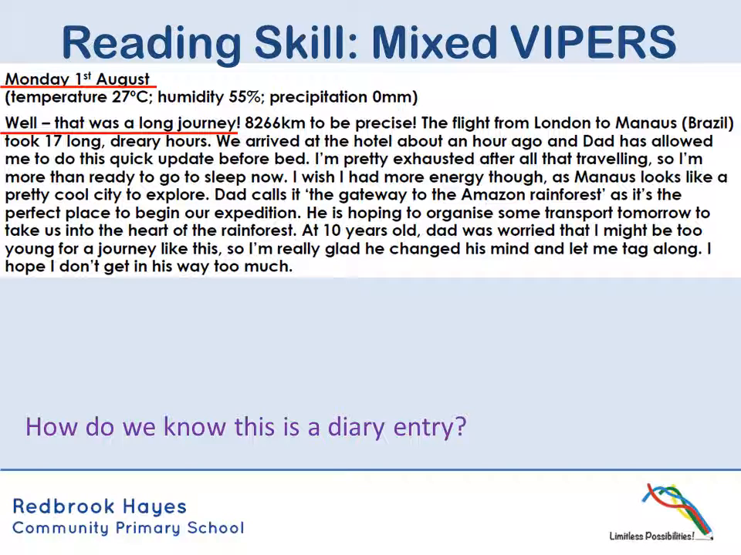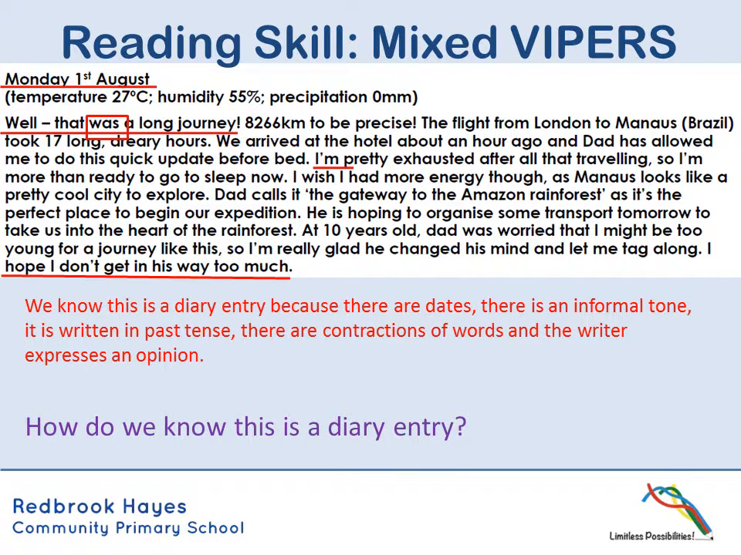You've got, well, that was a long journey, so you've got quite an informal tone going on. You've got past tense with that was. You've got some contractions there, so instead of I am, you've got I'm, which again implies that sort of informal tone. And again, we've got someone's opinion in there, so it's the writer's thoughts you can hear coming through in there. So all those things would give us the clues that it is a diary entry.